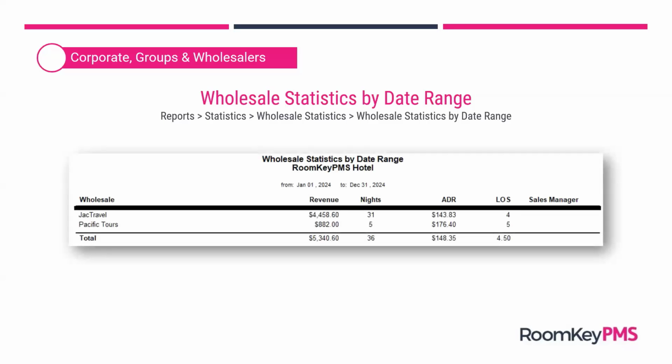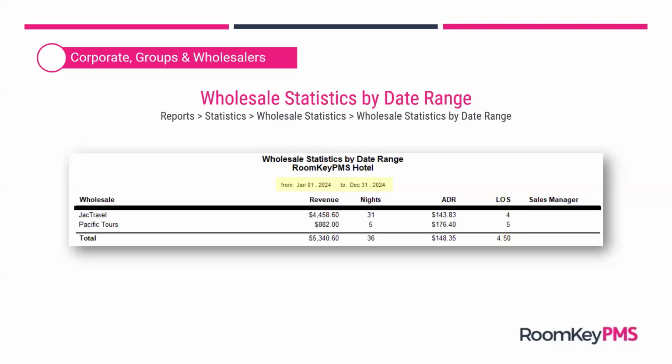So when you generate this report in Roomkey, you're going to have a date from and a date to. Want to make sure that you select date from as January 1st, 2024 to December 31st, 2024. That's going to ensure that the information on this report is for the full calendar year. And it's simply going to show you a comparison of all of your wholesale accounts. So you can see the revenue, the number of nights sold, the ADR statistics, and the average length of stay.